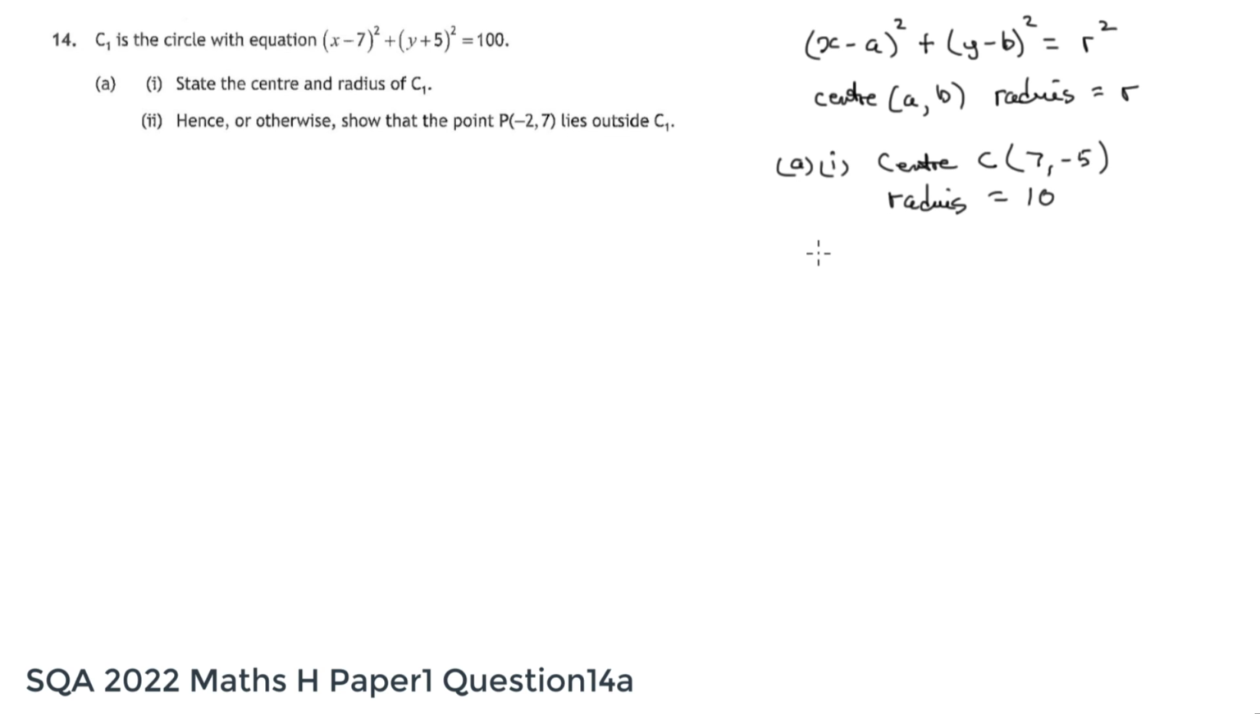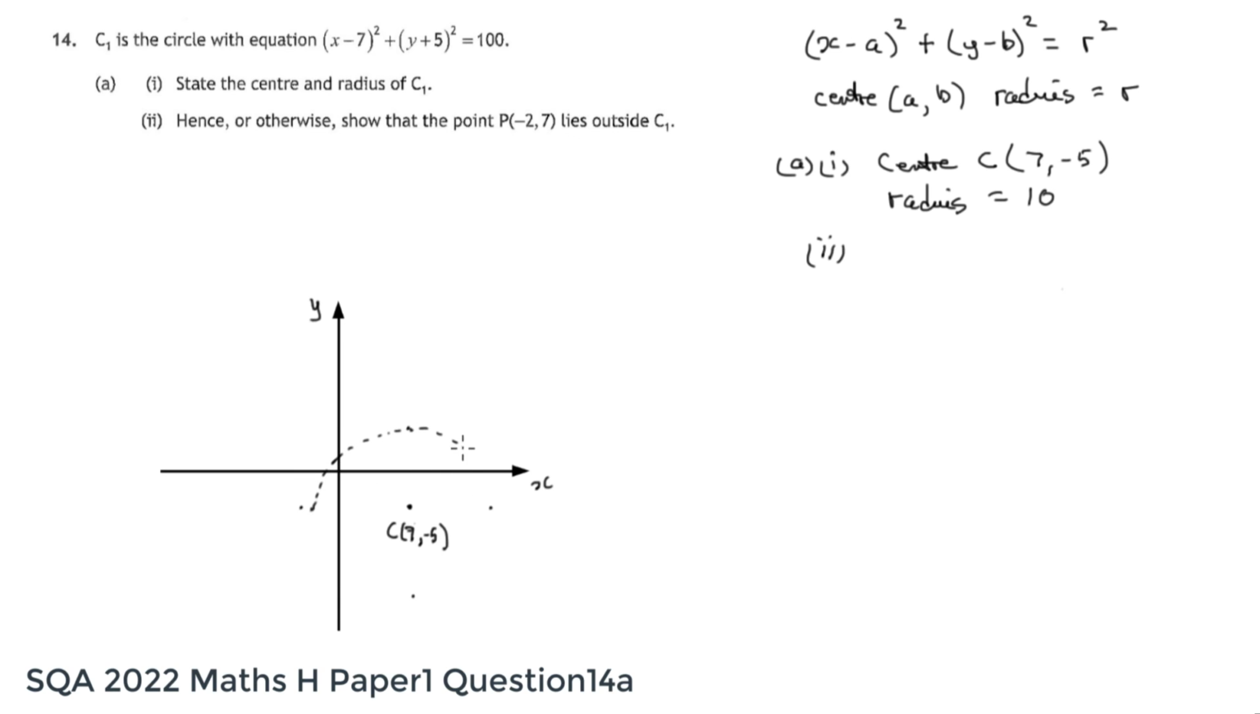Now part 2 asks us to show that that point P lies outside C1. Let's have a look at a diagram first of all. So let's get a pair of axes, the x and y axis. The centre is (7, -5). So that's the centre C, (7, -5), and the radius is 10. So let's just estimate this. That looks okay for where the circumference is going to lie.